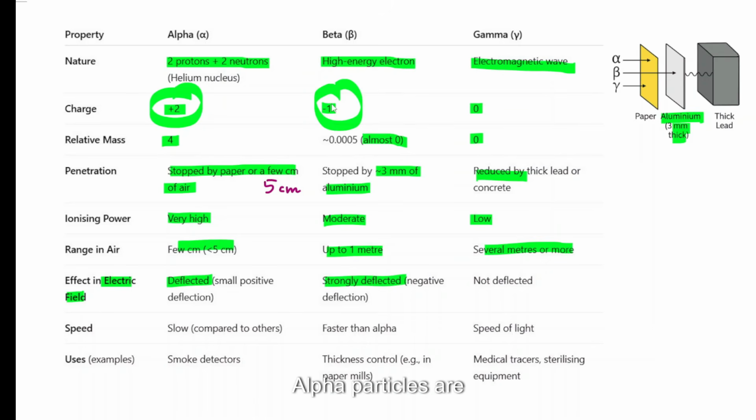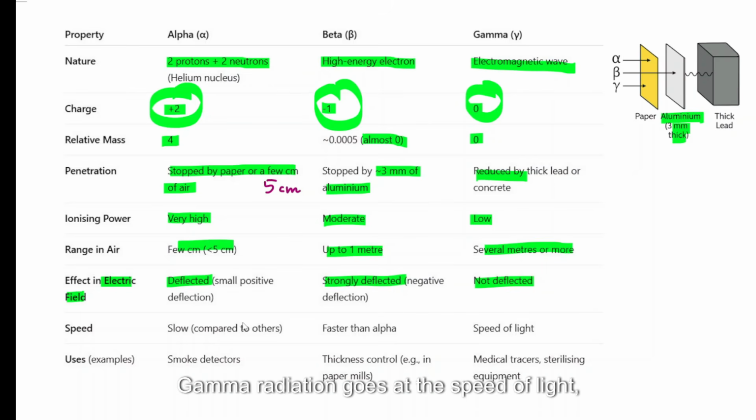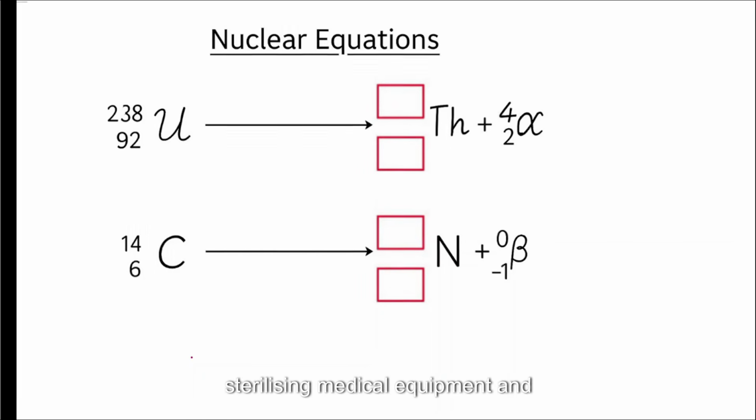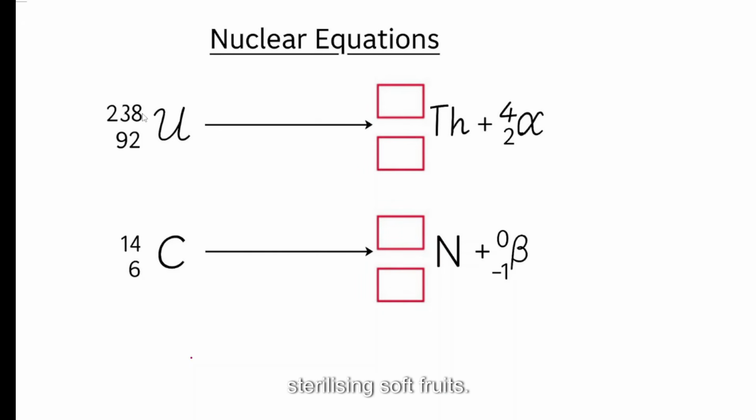Speed. Alpha particles are relatively slow. They are still fast, but relatively slower than the other 2. Beta particles are faster than alpha. Gamma radiation goes at the speed of light, which is 3 times 10 to the power of 8 meters per second. Uses. Alpha radiation is used in smoke detectors. Beta radiation is used to measure the thickness of paper and aluminium foil. Gamma radiation is used as medical tracers, sterilizing medical equipment, and sterilizing soft fruits.